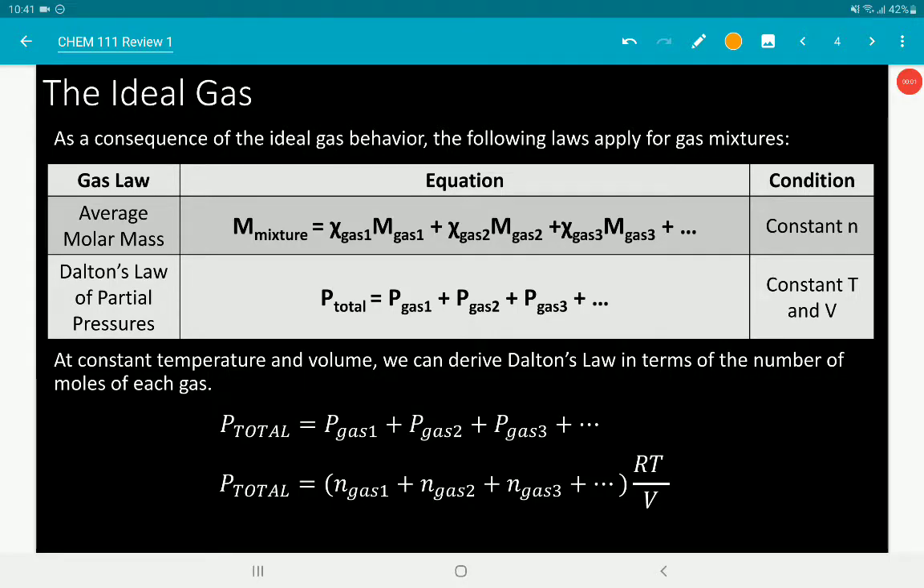So in this video, we'll be discussing the average molar mass and Dalton's law of partial pressures. These two parameters are a consequence of the ideal gas behavior, so madali silang ma-derive from the ideal gas equation.